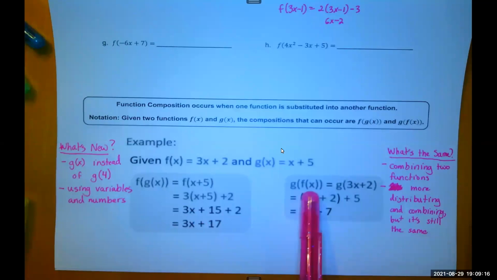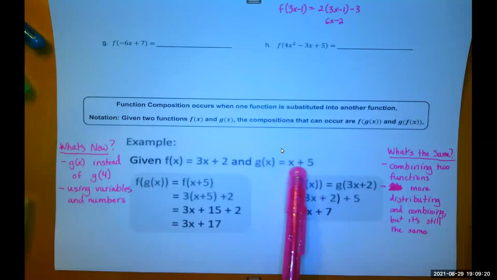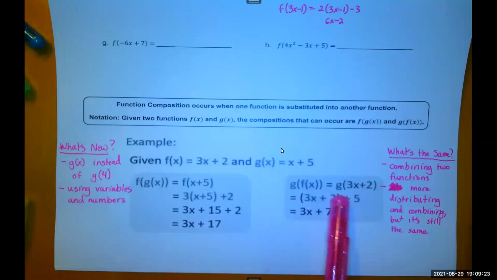When we do f into g, 3x plus 2 is going right here in that x spot. So we have the quantity 3x plus 2 plus 5. This is different from what we did here because we don't have a value to distribute. So we have the values 3x, 2, and 5. We have like terms again. This time the constants are 2 and 5. They combine to make 7.